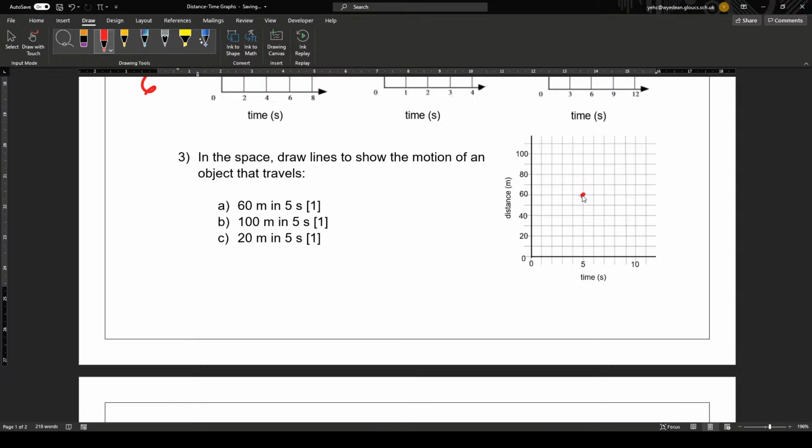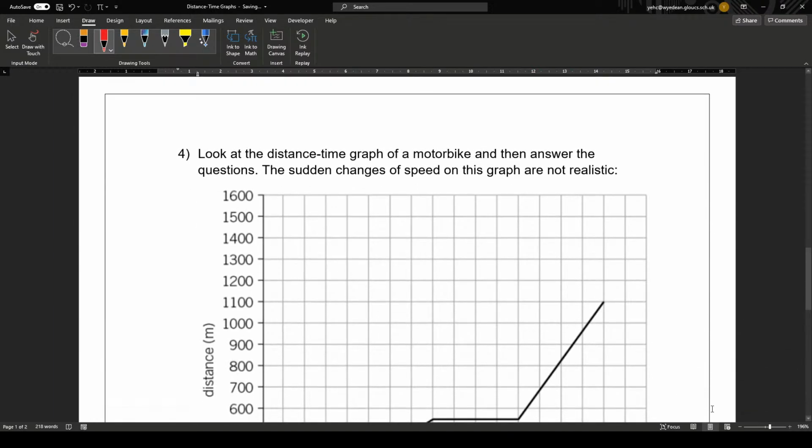So it did 60 meters in 5 seconds. I'd like to put a little dot there just to show. And it starts from 0 and reaches 60 meters in 5 seconds. That is a constant speed, right? It did not tell me that it was speeding up or slowing down. So it's going to be a straight line from 0 to 60 meters in 5 seconds. Now have a go at the next two.